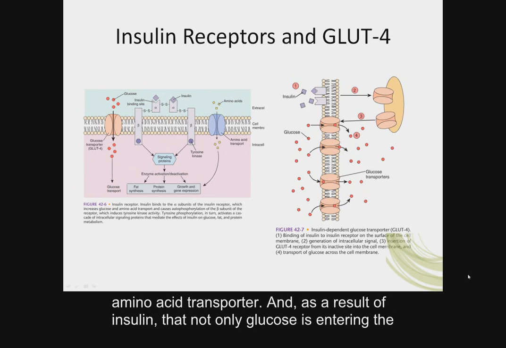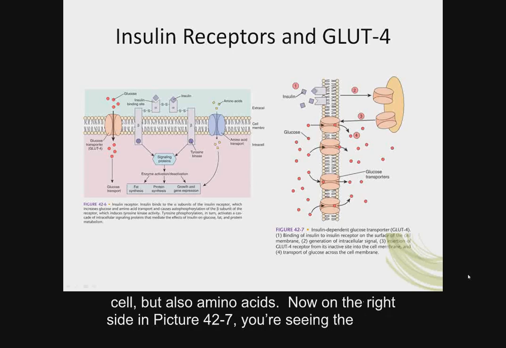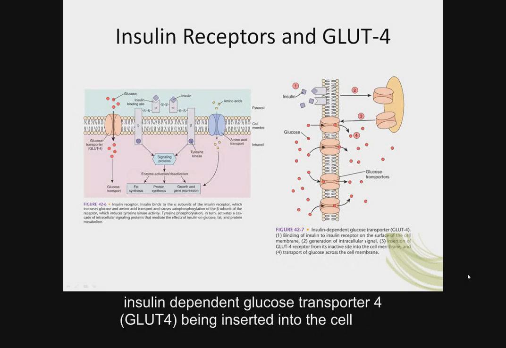And also on the right side of the receptor, you're seeing a blue amino acid transporter. As a result of insulin, not only is glucose entering the cell, but also amino acids.